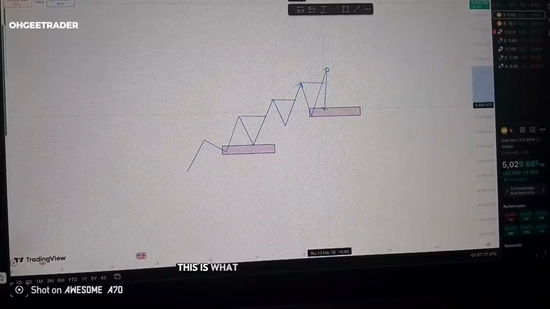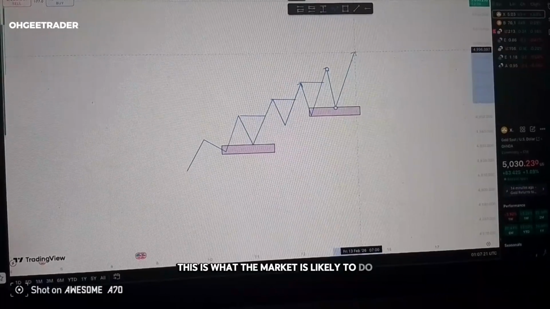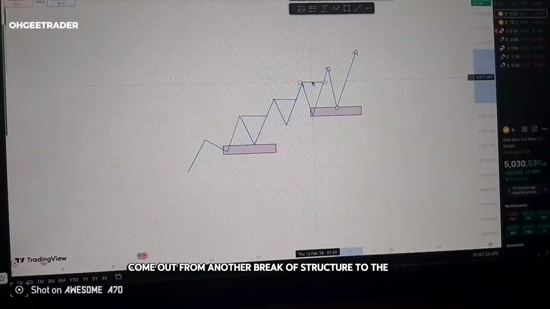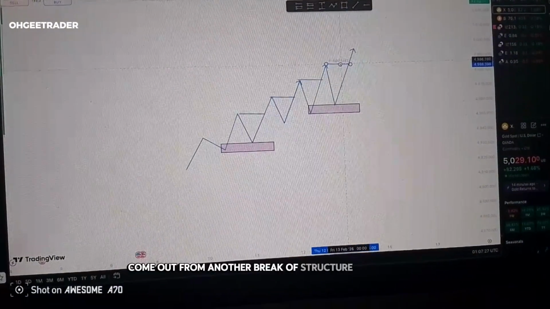Because what will happen? This is what the market is likely to do. The market will come out from another break of structure to the upside.